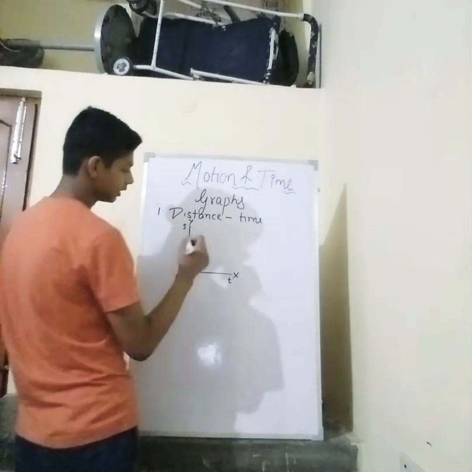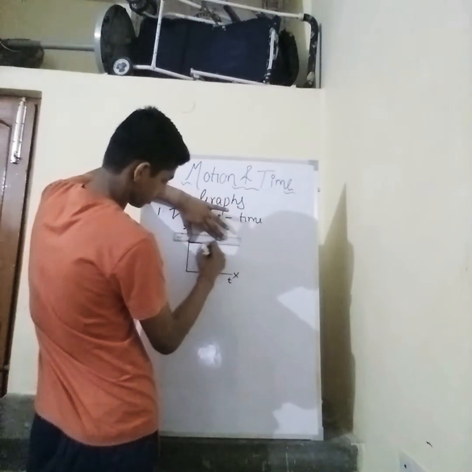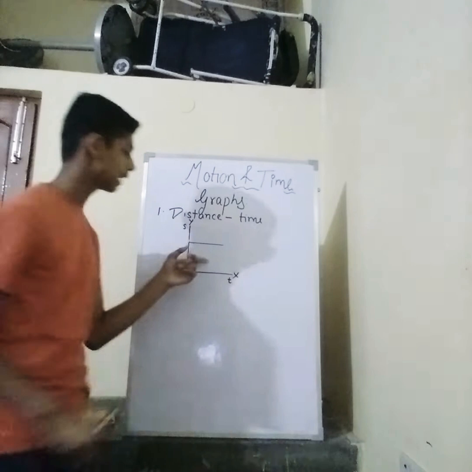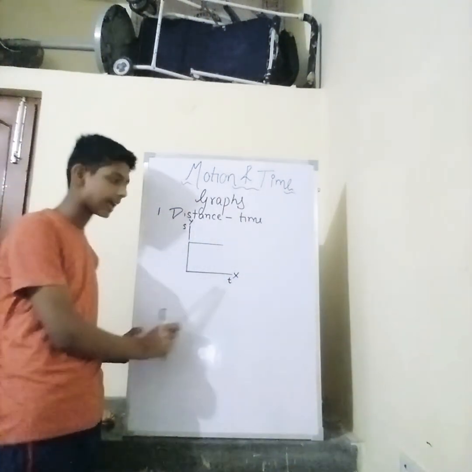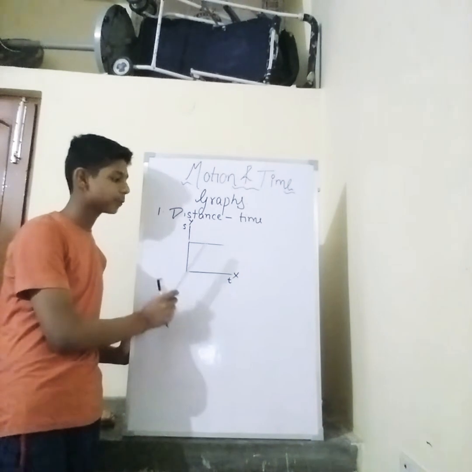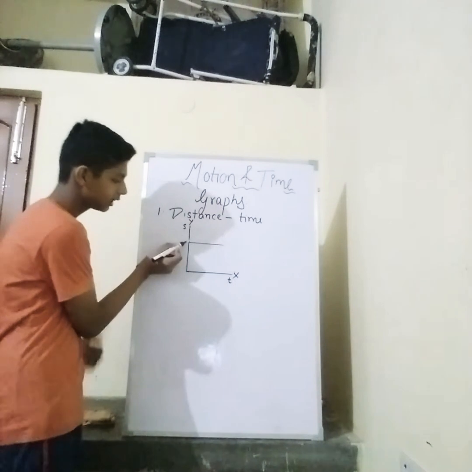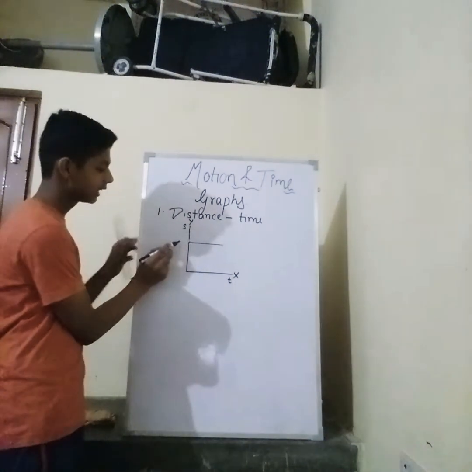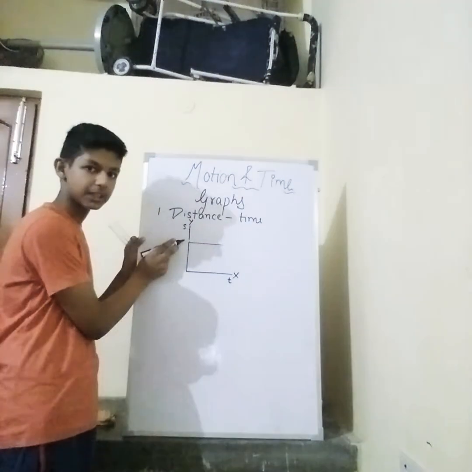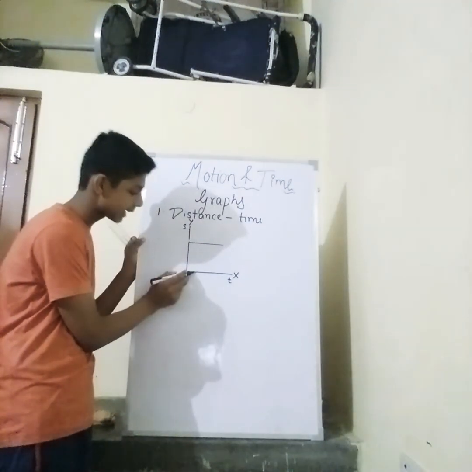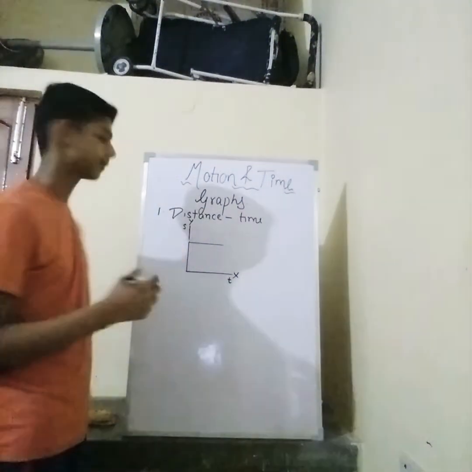If the distance time graph is parallel to the time axis, it means with time its position is not changing. If here the value is 10 meters, then in the fifth second it is also 10 meters. In the second second its position is also 10 meters, which means its position is not changing with time, so it is at rest.